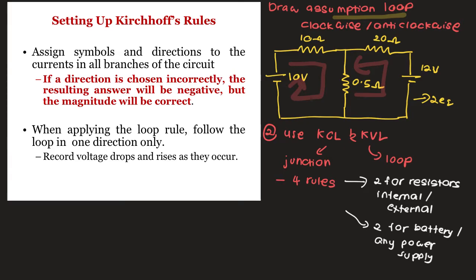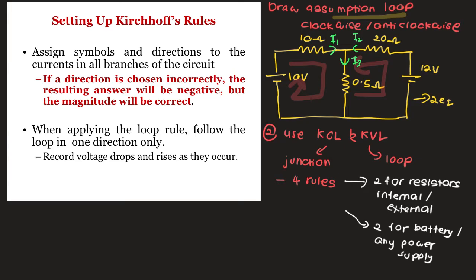Once you draw the assumption loops, I need to remind you that they can be different from your friends'. If your friend chooses both anti-clockwise and you choose both clockwise, at the end you are going to get the same answer, because in Kirchhoff's rules the loop assumption is always fine. But the currents drawn inside the circuit, for example this one is I1, this is I2, and this is I3, are going to be different currents because it is a parallel arrangement. The current direction may be right and may be wrong.